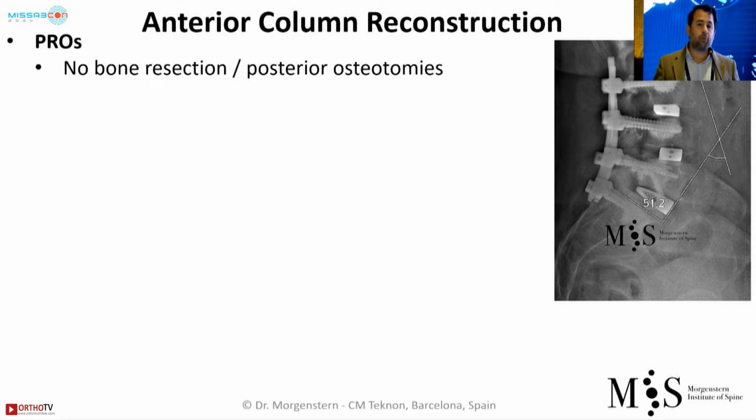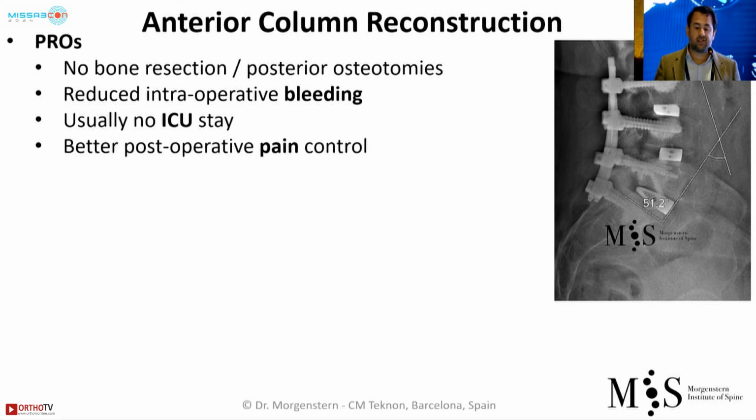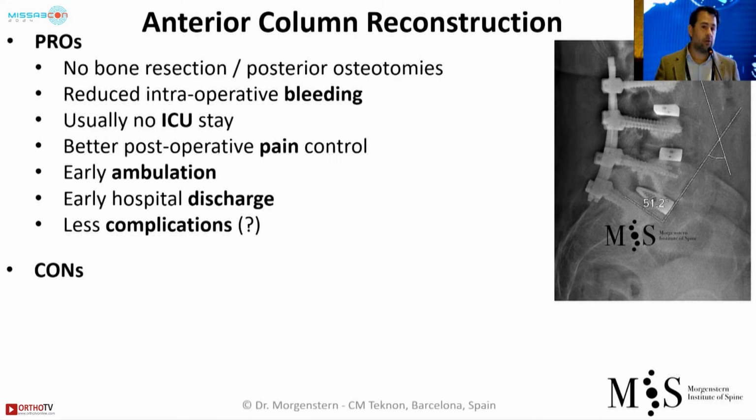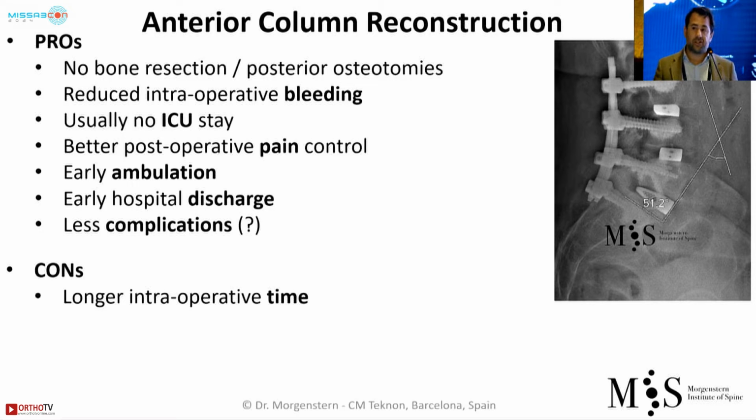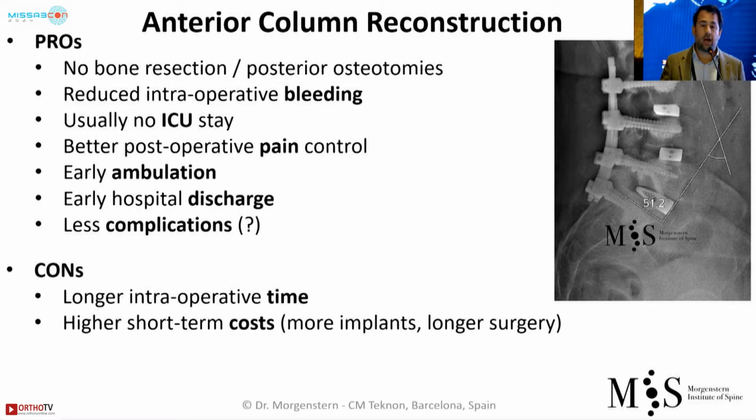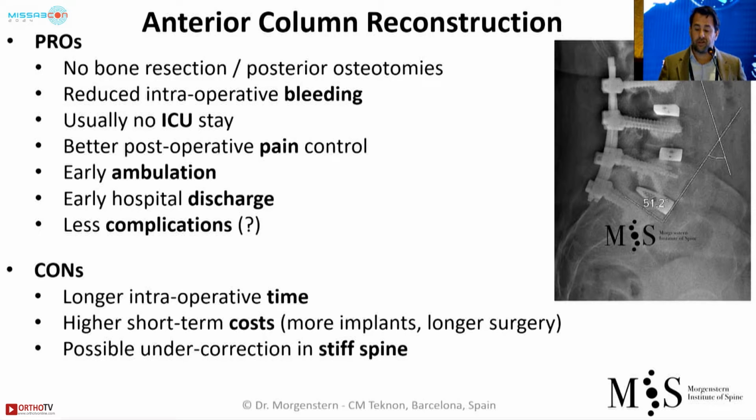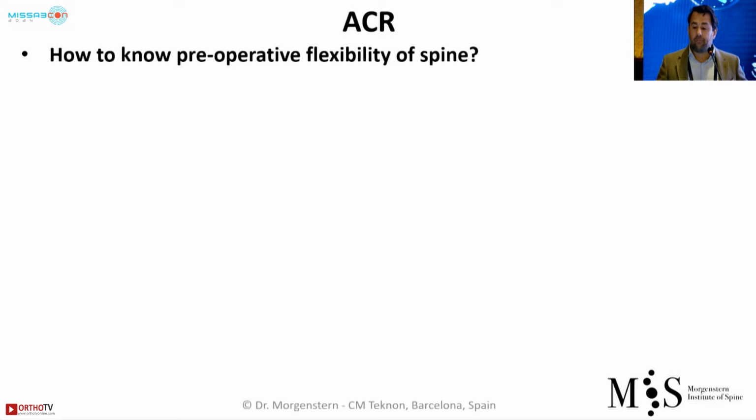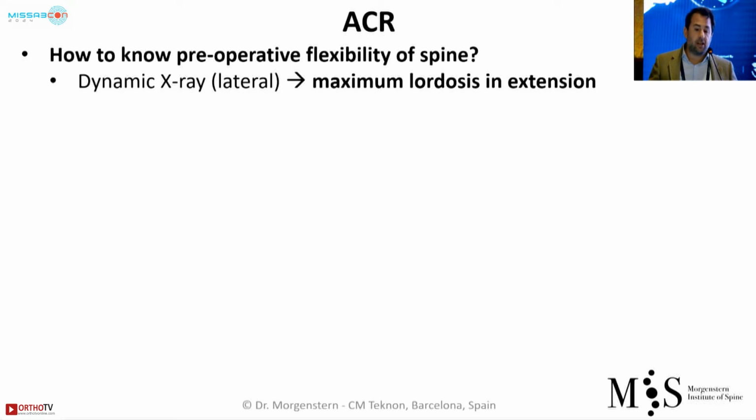So what are the pros of the anterior column reconstruction? Well, no need for osteotomies, less bleeding, less ICU stay, better pain control, which is also important. You can move your patients earlier, you can send them home earlier, and probably you have fewer complications. This is something that we're still working on. Against it is, of course, you will need more time. Short term, you will have more costs because you need more implants, probably you stage your surgery, and possible undercorrection in stiffer spines.